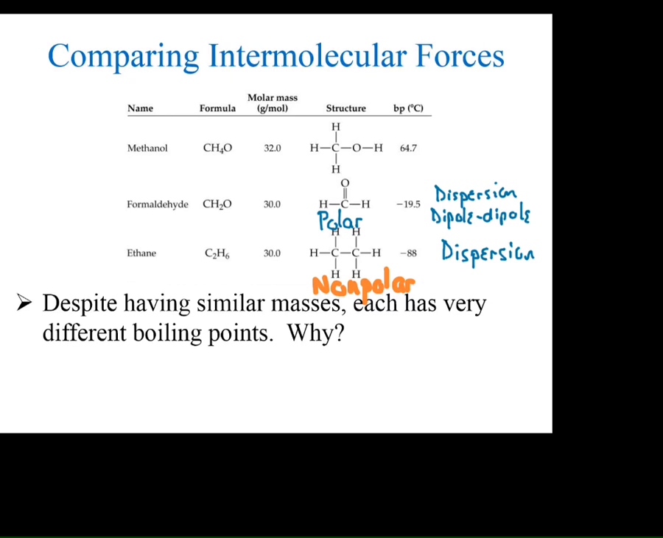So, now how about methanol? Is that polar or non-polar? Is that symmetrical? Is that the same thing? No. One side hydrogen, one side something else. So it's definitely polar. So yes, it has dispersion just because everything has dispersion. It's polar, so it has dipole-dipole. All right? And notice it's got a hydrogen-oxygen bond. So that means it also has our friend hydrogen bonding.